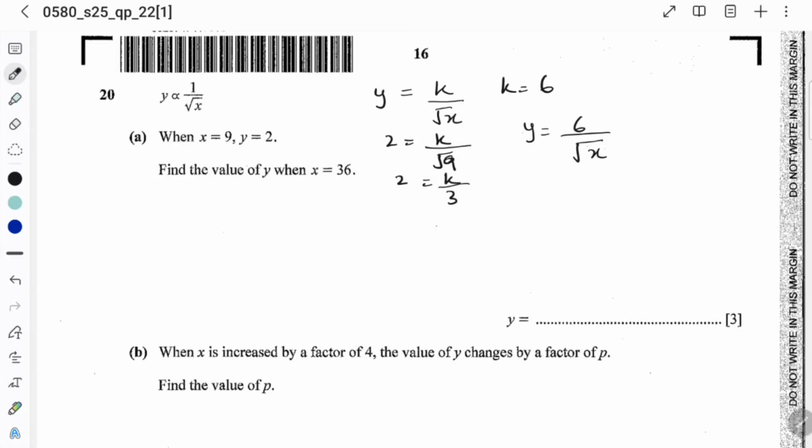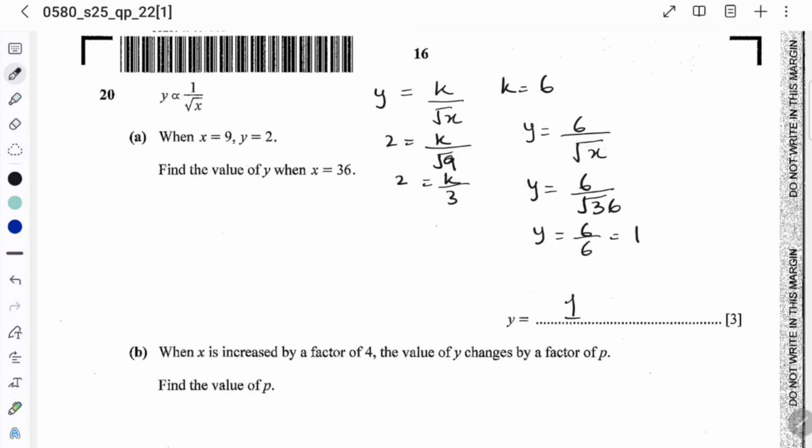Now we have to find out how much y is when x is 36. So y is equals to 6 upon square root of 36. Alright, so y is equals to 6 over 6, y is equals to 1 is the answer for this question. I hope you understood this one.